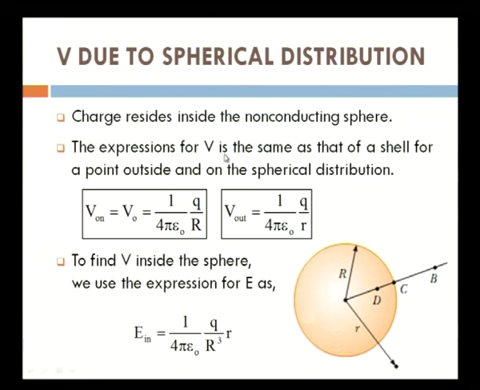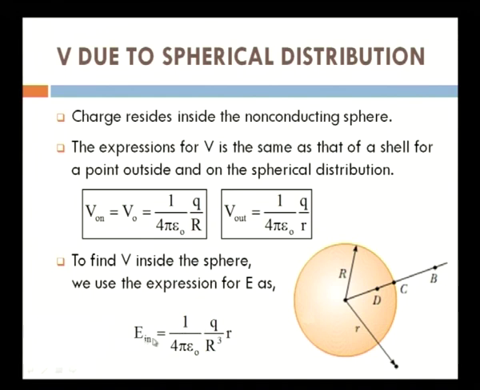The expression for V is the same as that of the shell for a point outside and on the spherical distribution. We need not do these calculations once again because the value will be the same for a point outside and also for a point on the spherical distribution. To find the V inside the sphere, we use the expression for electric field.